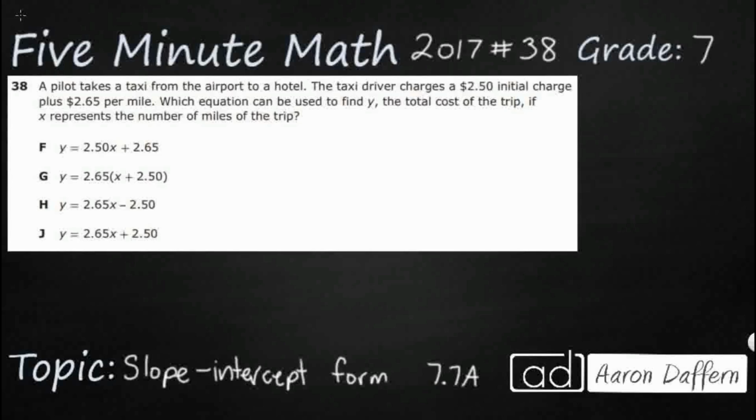Today we are looking at the 7th grade concept of slope-intercept form. This is standard 7.7a in the great state of Texas, and we are using item number 38 of the 2017 released STAAR test. If you have not done so already, please go ahead and take a moment to pause the video, work this problem out on your own, unpause it, and then we will look at our answers together.